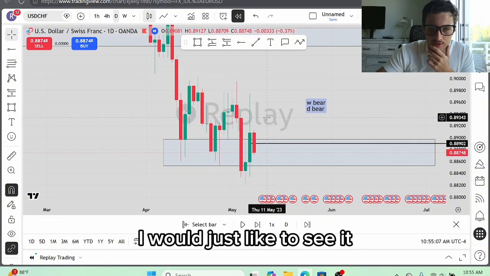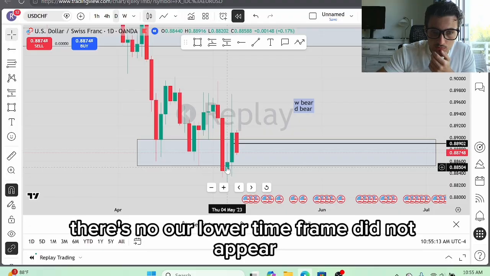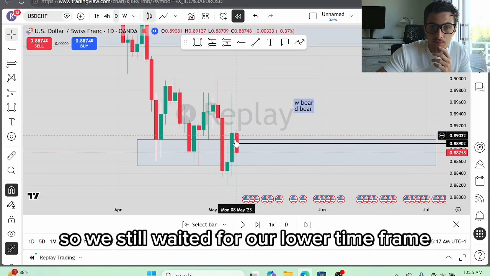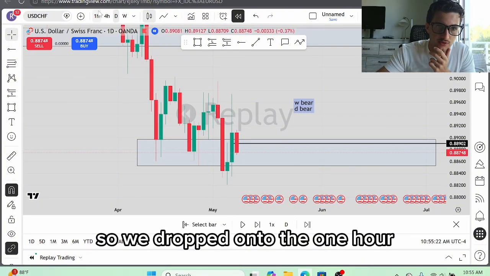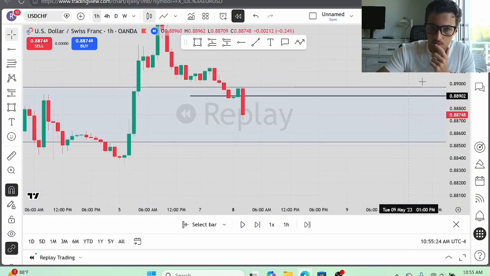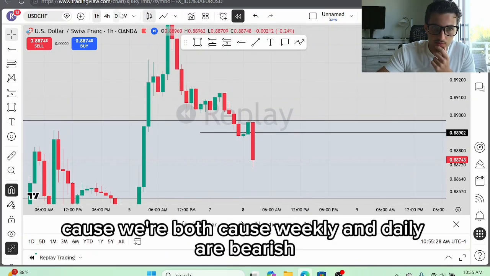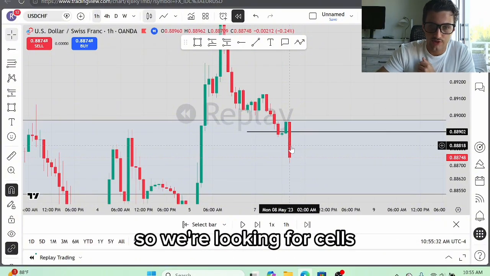I would just like to see it. We swept these lows. We had a pullback, a strong pullback right here. Our lower time frame did not appear, so we still waited for our lower time frame, and then this confirmed even more this liquidity grab, so we dropped onto the 1 hour. And we see our engulfing. Obviously the seller stepped in because weekly and daily are bearish, so we're looking for sells.